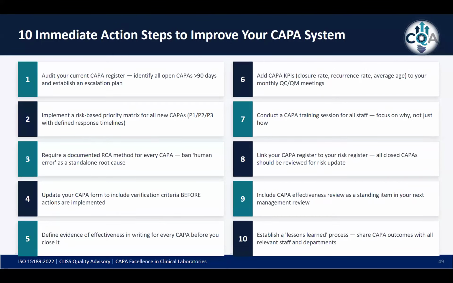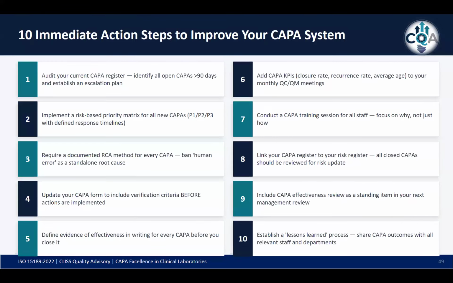Number two, implement a risk-based priority matrix for all new CAPAs, level 1, 2, and 3. Number three, require a documented RCA for every CAPA and ban, please listen to me, ban human error as a standalone cause. When you talk about human error, tell us why you're pointing at that, because the why of it is what you need to be addressing.